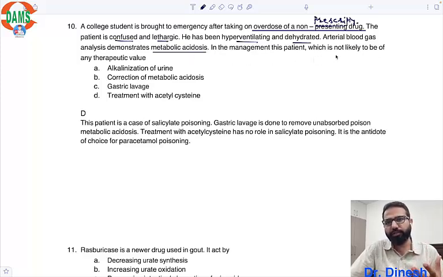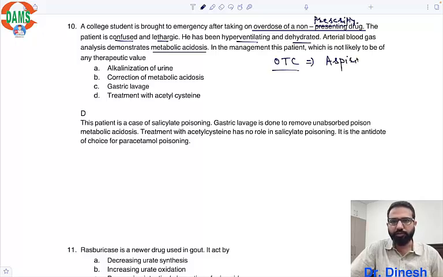To manage this condition, it is not likely to have any therapeutic value. Out of the over-the-counter medicines, we have limited medicines. Out of these, aspirin is the drug which can cause all these problems. Aspirin causes hyperventilation, dehydration, CNS symptoms, and acidosis as well.